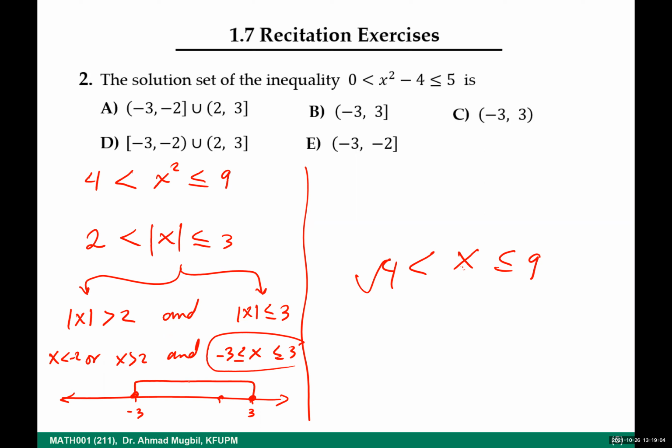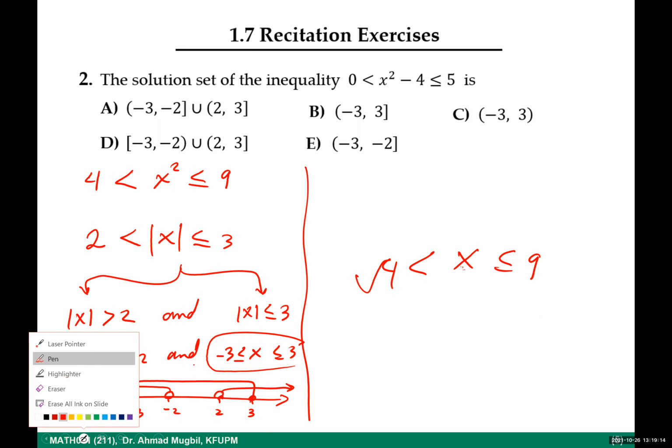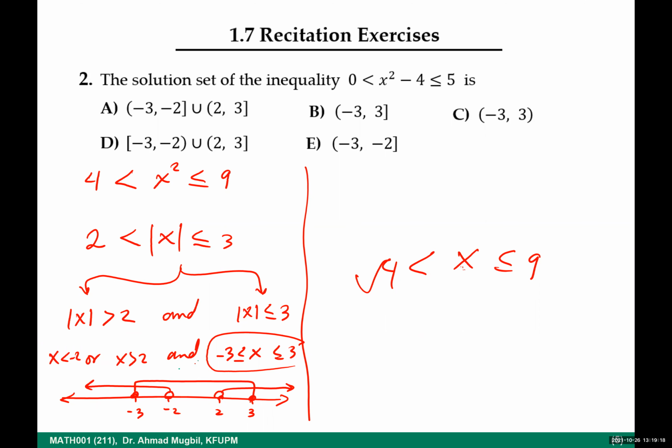For the second part, x less than -2, this is -2, this is 2. So this is open at -2, and this is open, greater than 2. Now what do we want? We have here and, the intersection. So the intersection, where they overlap each other, will be what? Closed -3, open -2, open 2, closed 3. Which answer is the right answer?